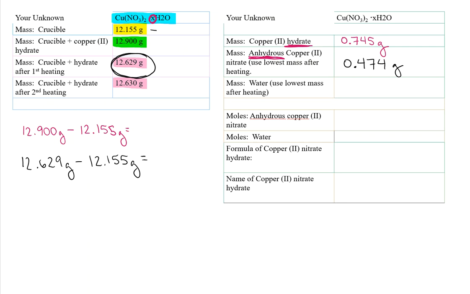Okay, so how much water was driven off? The difference between those two values. You started with the copper 2 nitrate that had water associated with it. You drove all of the water off. So the amount of the water that's been driven off is the difference between those two. So that's 0.745. That's the mass of the copper 2 nitrate and the mass of the water, minus the mass of the anhydrous salt. That tells us how much water has been driven off. 0.745 minus 0.474, 0.271.